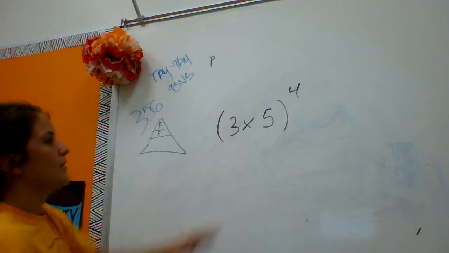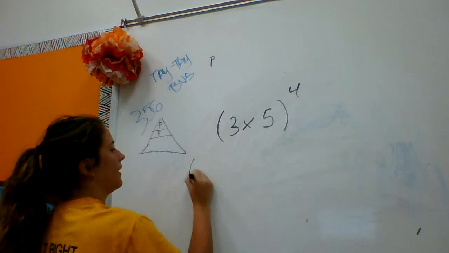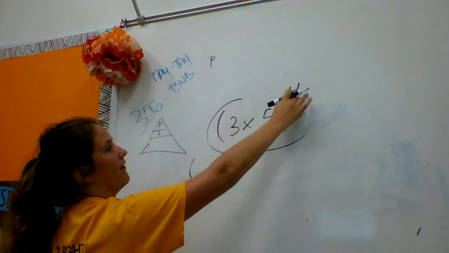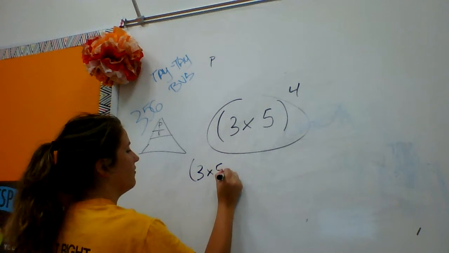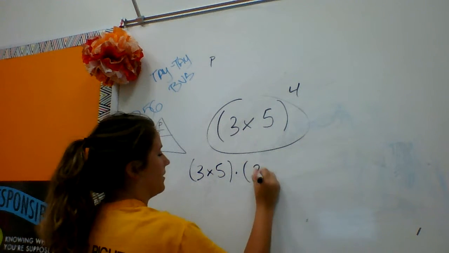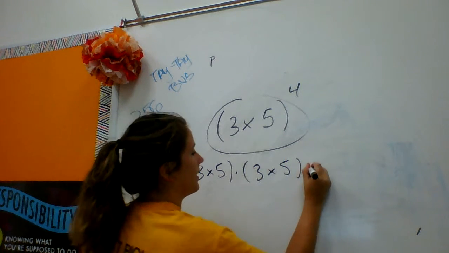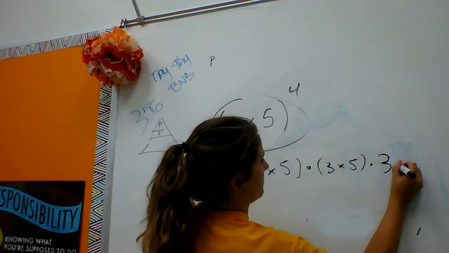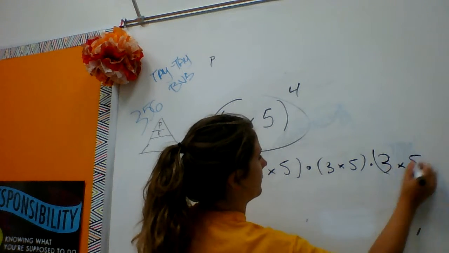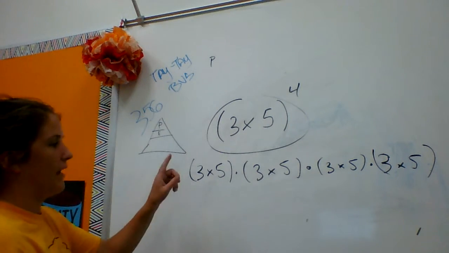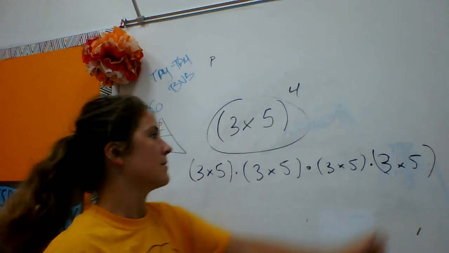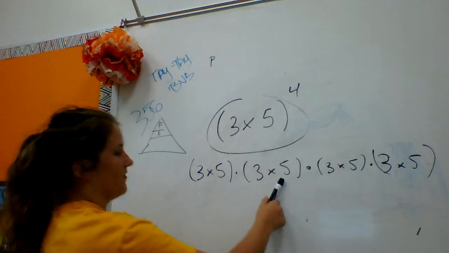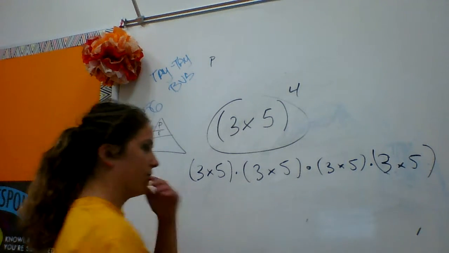The first thing I can do is I know I have 3 times 5 four times. I have my base of 3 times 5, and I have that 4 times. So 3 times 5 times 3 times 5 times 3 times 5 times 3 times 5. Again, my base is 3 times 5, so I have it 1, 2, 3, 4 times. This is one way I can expand it.